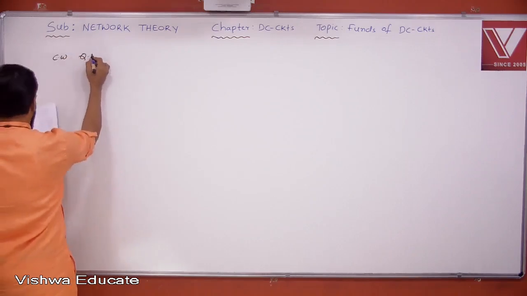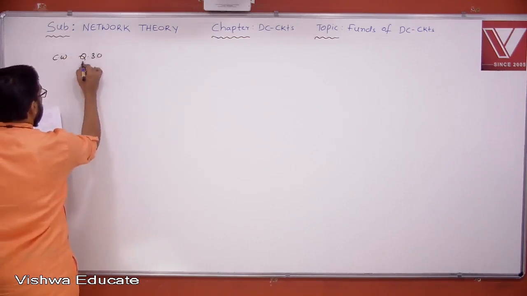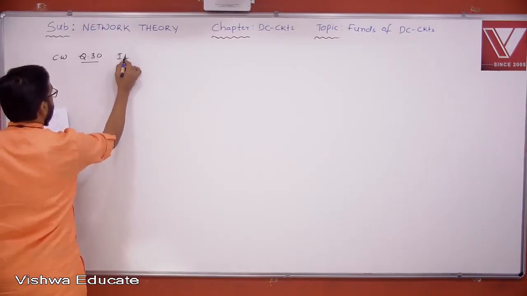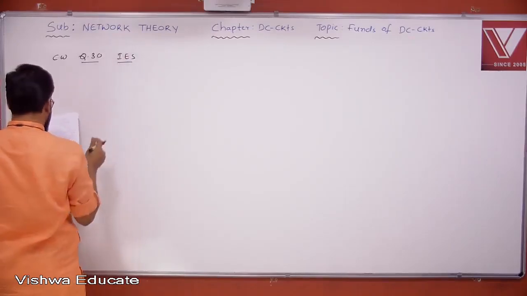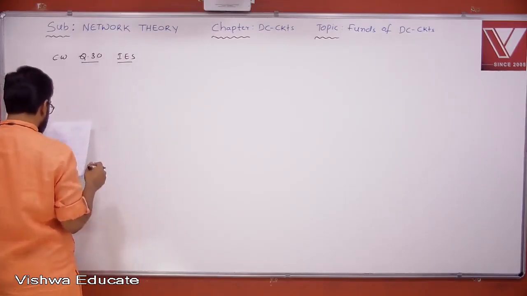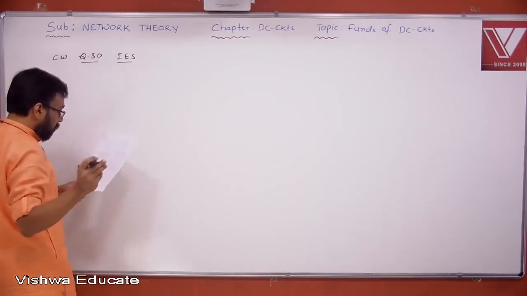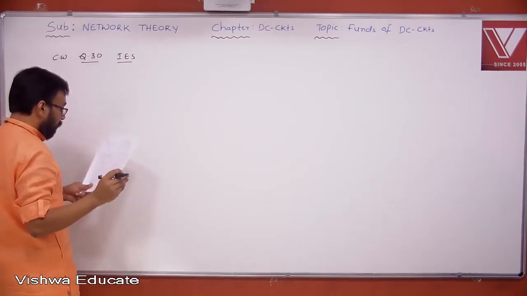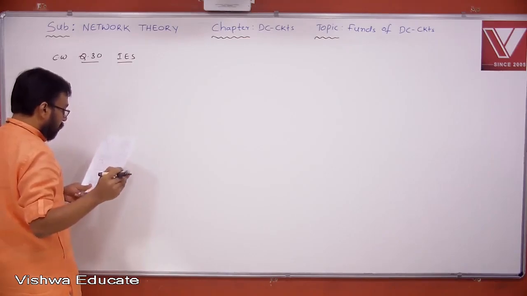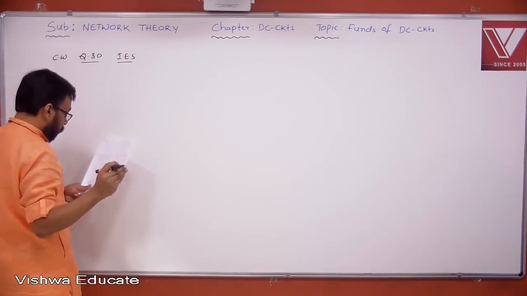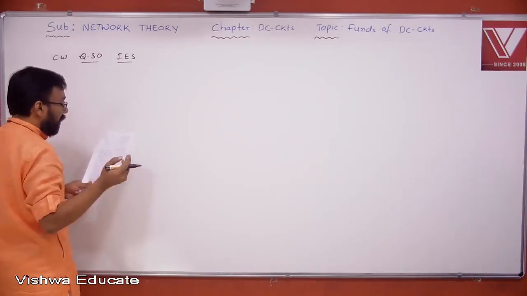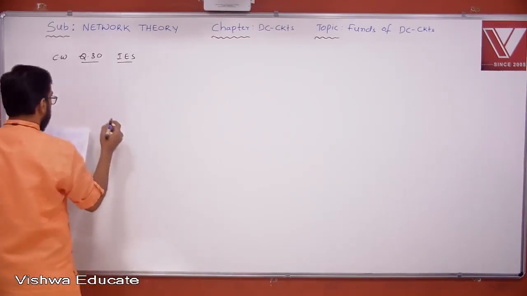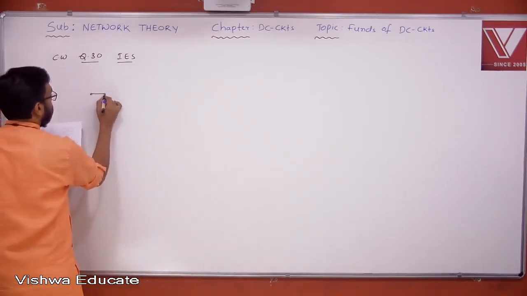Question number 30 now. It's a very simple problem which was asked in IES. What is the question? Read the question, all of you. For the circuit shown below, the value of capital R is adjusted so as to make the current in RL equal to 0. What is the value of capital R?